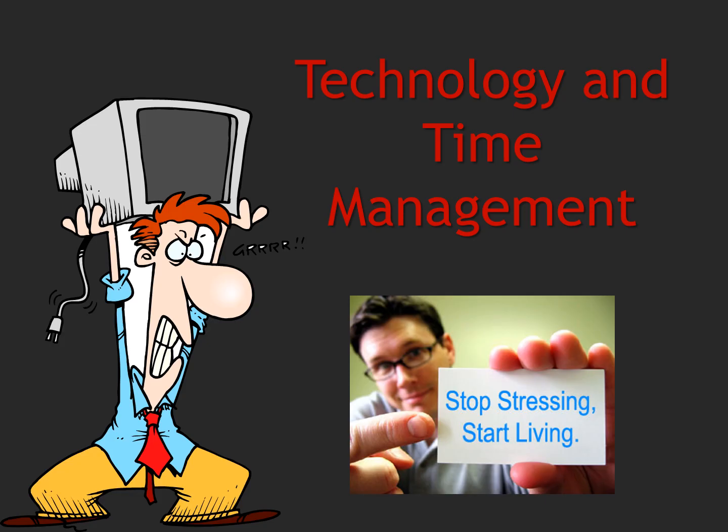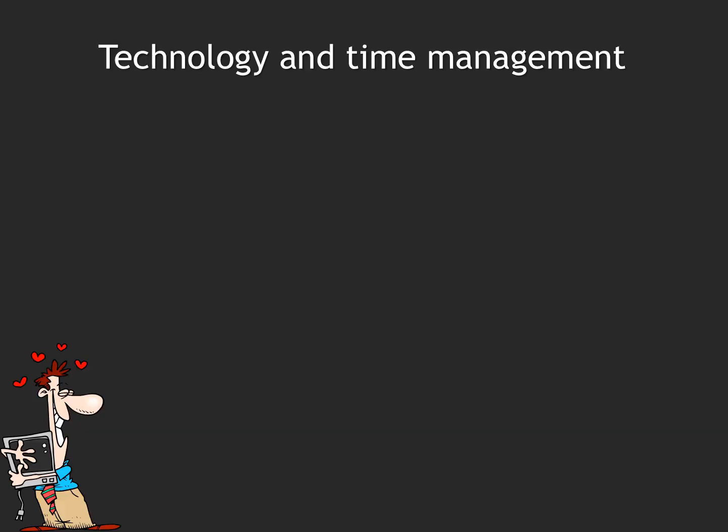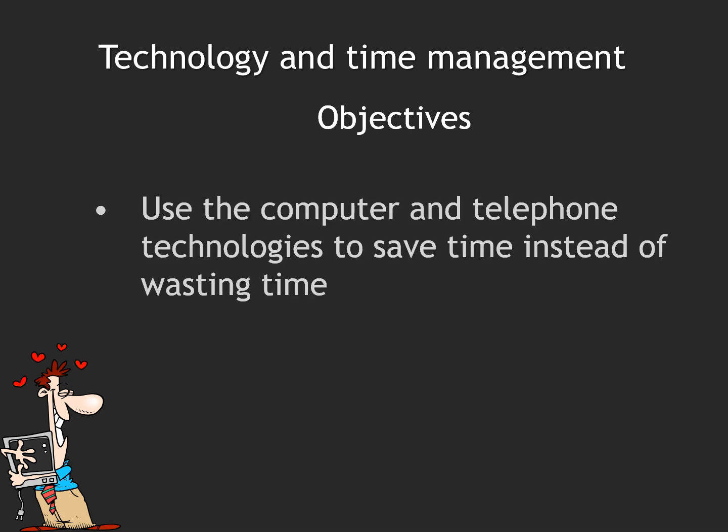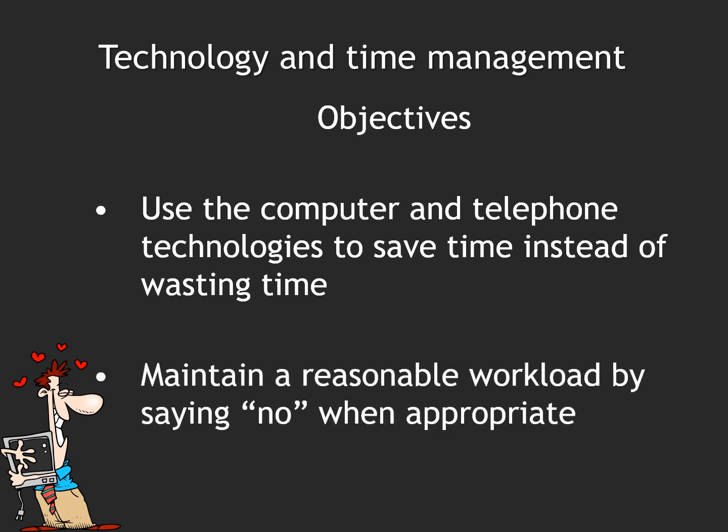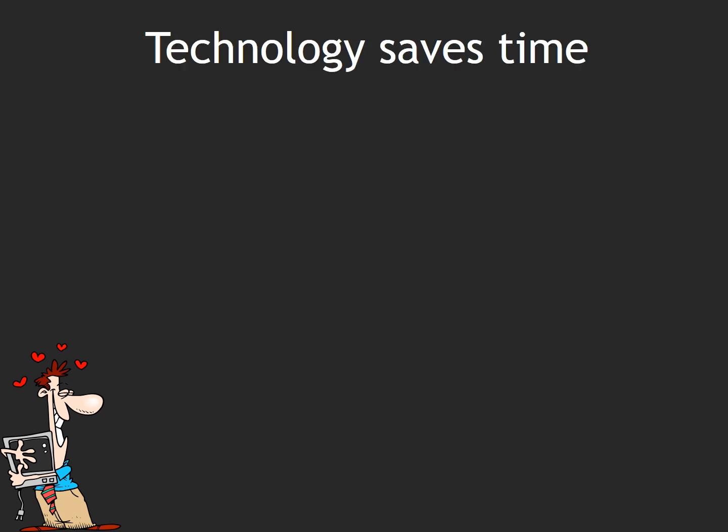Technology and its use in time management. Stop stressing, start living. The technology and time management objectives we're going to cover are to use computer and telephone technologies to save time instead of wasting time, and to maintain a reasonable workload by being able to say no when appropriate.